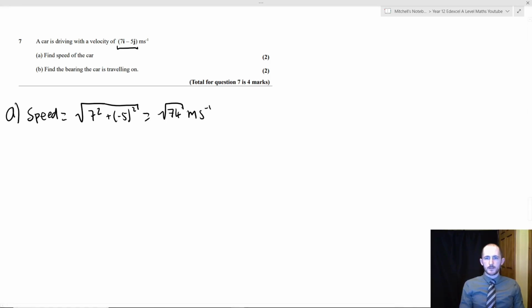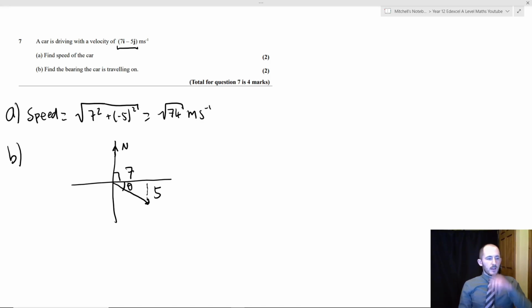Meters per second. And then the bearing, this is where things get a bit more interesting, okay? Now we need to actually draw out what the vector looks like. So if we draw a little coordinate axes like this, it goes 7 across and 5 down. So our vector looks something like this, where this part here is 5 and this part here is 7. So we need to work out the bearing. Now bearing's always from north, and north is straight up. This is a 90-degree angle, so we just need to work out what this angle is here.